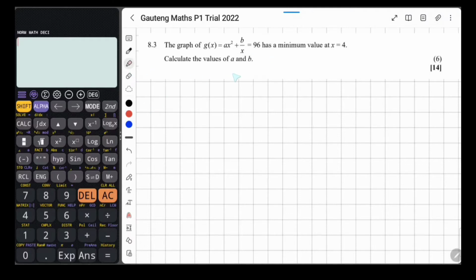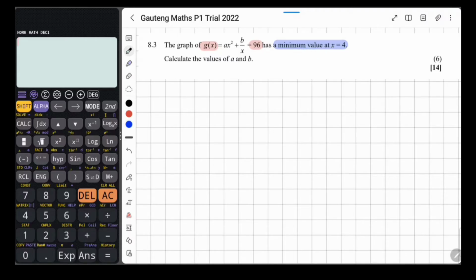So I think they mean that this is the function's equation, but they're also saying that g of x is equal to 96, which probably means the y value is 96. Okay, so they're saying that the y value of this function is 96, but this function also has a minimum value at x is equal to 4. So when we have a minimum value, that's a stationary point that we have. So if we have a stationary point at x is equal to 4, then that just means that at that point, the gradient is going to be 0.